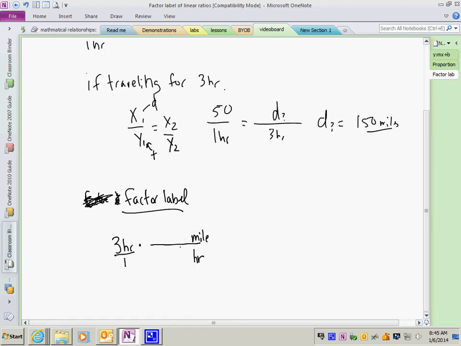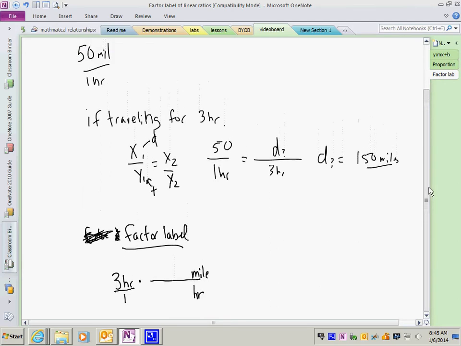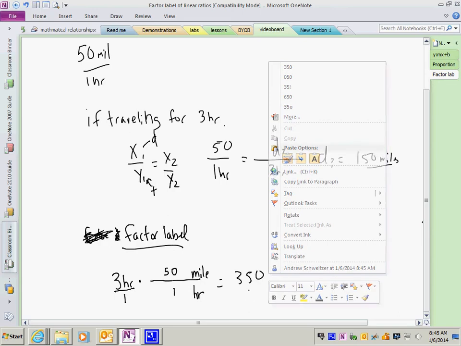This is my rate, which is provided in the problem. They're traveling at 50 miles per hour. And in this case, 50 miles is traveled in 1 hour. This is an equivalency. It's a ratio. I'm not changing anything here, the distance, into miles. It's a relationship, but it's not really changing anything. 3 hours times 50 divided by 1 equals 150 miles.